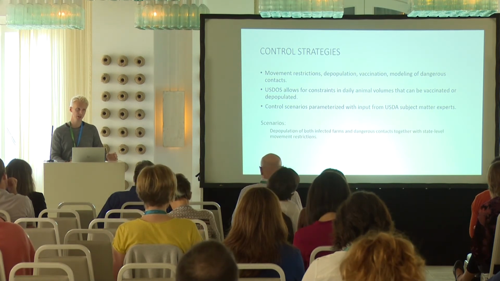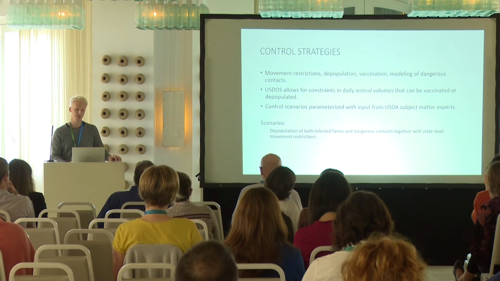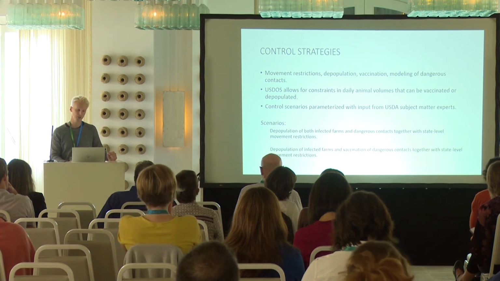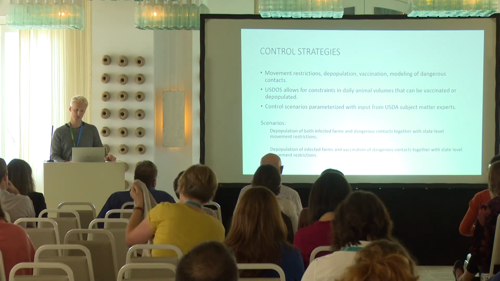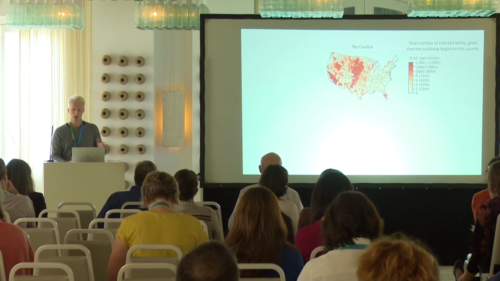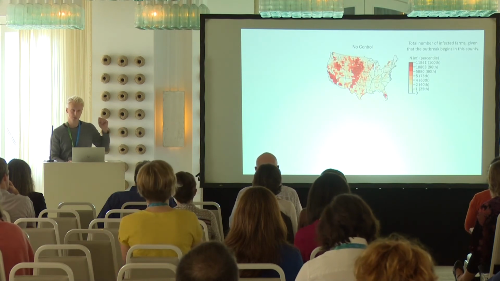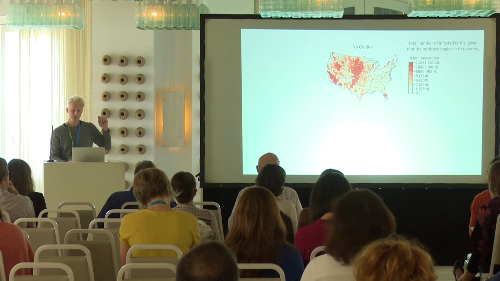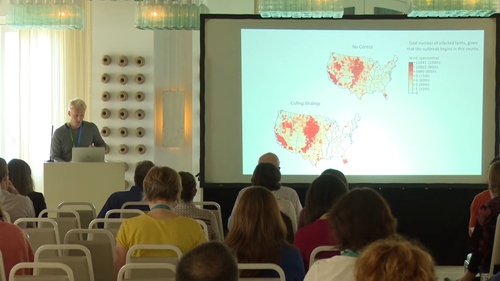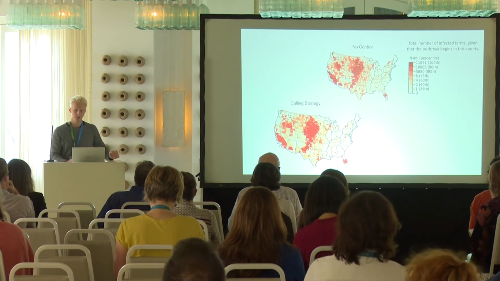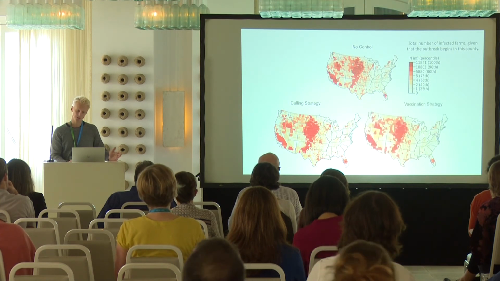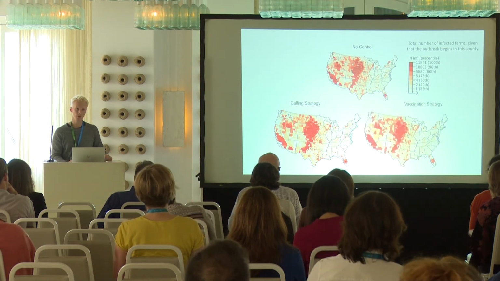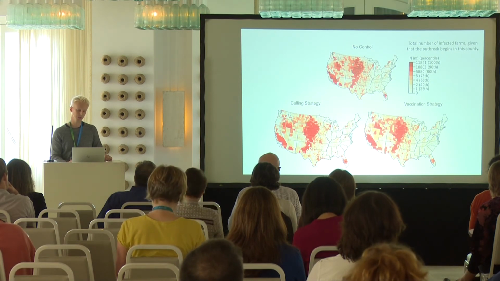The scenarios we've tried out so far are depopulation of both infected farms and dangerous contacts, together with a state-level movement restriction, as well as depopulation of infected farms and vaccination of dangerous contacts, together with the state-level movement restriction. And what we can see is the no control map from the previous slides, for reference, together with the culling strategy and the vaccination strategy.